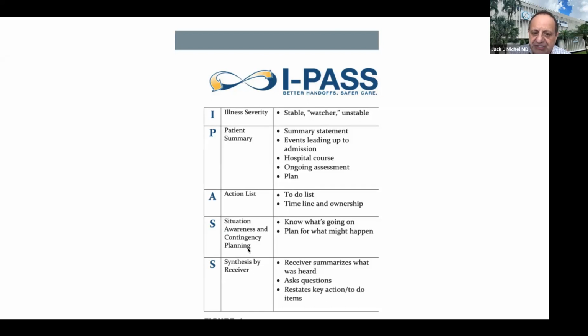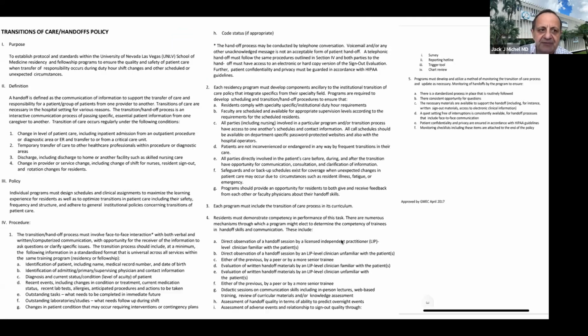Situation awareness and contingency planning: what's going on, and what do we plan? What's the plan for what might happen? If this patient has this particular situation, what do I do then? Synthesis by receiver. This means the receiver is summarizing what was heard, asks questions, and restates key action items. This is super important because this is the only thing that tells you that the person that you gave the information to understood it.